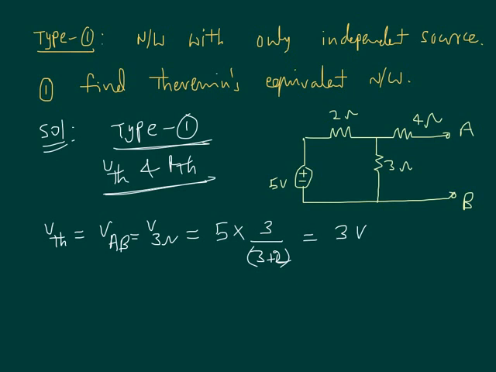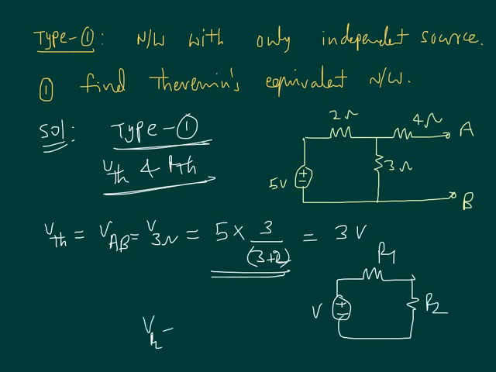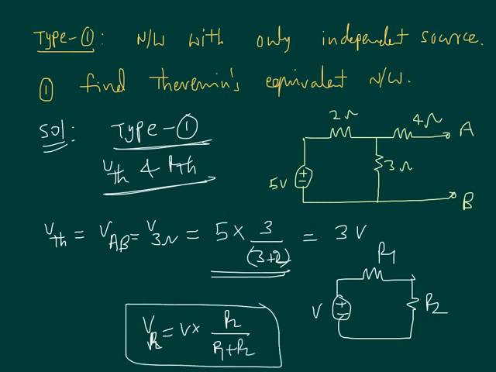Okay, how is this formula? Suppose we have V with R1 and R2 here. So the voltage across R2 equals V into R2 by R1 plus R2. This is the voltage division formula. So based on this one only I wrote this. Okay, this is 5 into 3 by 3 plus 2, that is 3 volts.